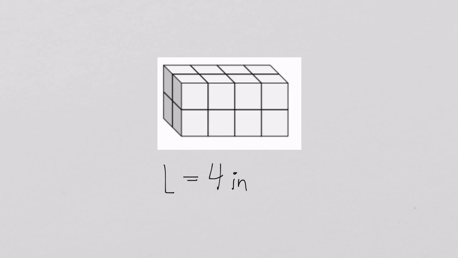Now we've got our length, but remember, volume is length times width times height. That's a terrible multiplication symbol, but you can see what I'm getting at. So we need 2 other dimensions now. We need our height and we need our width. Let's do our height now. Height goes up and down. So if we notice, we have 1, 2, so we're going to say that our height is 2 inches.